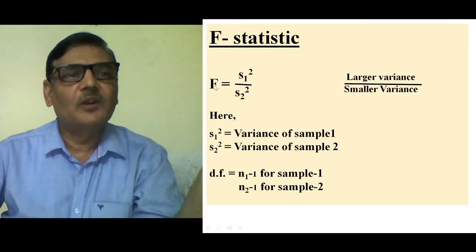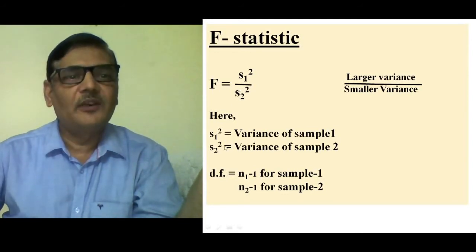The formula for getting this F value is quite simple. It is S1 square divided by S2 square, where S1 square is the variance of sample 1 and S2 square is the variance of sample 2. But one thing should be taken care of: the numerator will always be the larger variance value. So if S1 square is larger, it will be the numerator and the other one will be the denominator.